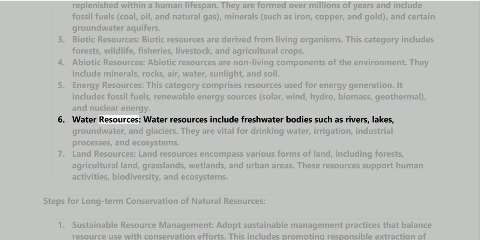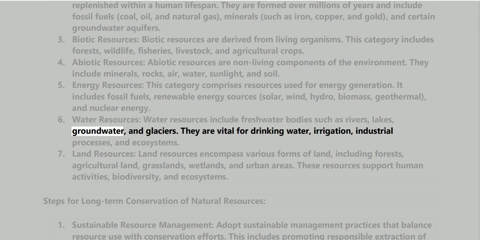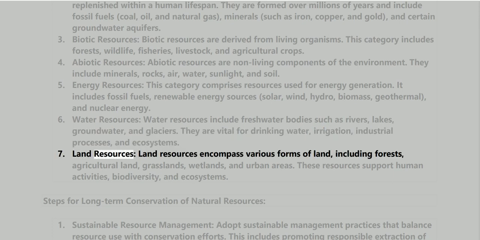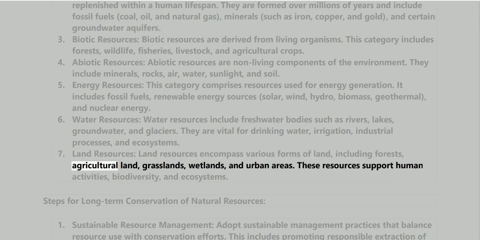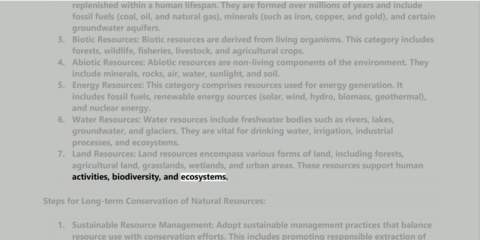6. Water resources. Water resources include freshwater bodies such as rivers, lakes, groundwater, and glaciers. They are vital for drinking water, irrigation, industrial processes, and ecosystems. 7. Land resources. Land resources encompass various forms of land, including forests, agricultural land, grasslands, wetlands, and urban areas. These resources support human activities, biodiversity, and ecosystems.